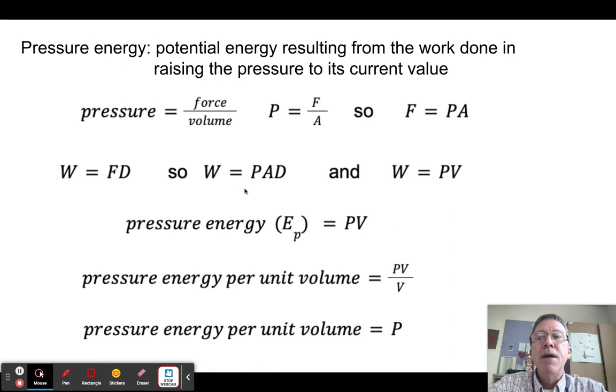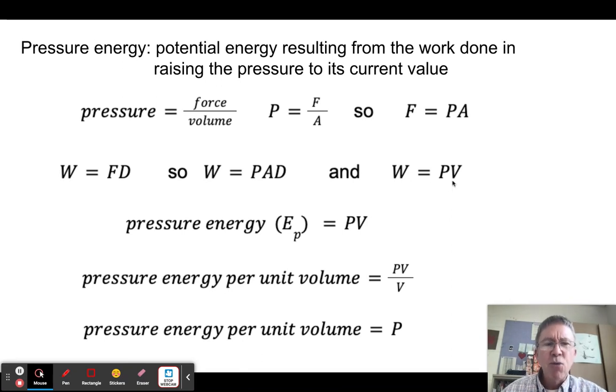Now we're going to do the same thing with pressure, but it's a little bit different. So remember, pressure is force per area, right? F over A. I'm going to rearrange this equation in terms of force. So force is equal to pressure times area. Now I'm going to go over and look at my work equation, because remember, it's the work we did putting it into that container. So work is equal to force times distance. I'm going to take the F and replace it with this. So work is equal to pressure times area times distance. But wait, area times distance is volume. So I could say work is equal to pressure times volume.